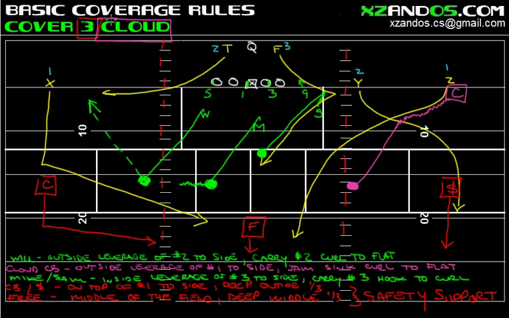But this is another way or another wrinkle in the defensive coverage system that you can employ to try to disguise some coverages or make it hard for the offensive coordinator and the offensive quarterback and their players to read your defense and guess what kind of coverage you're running. So, basic cover 3 cloud.